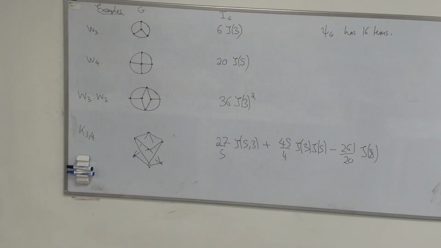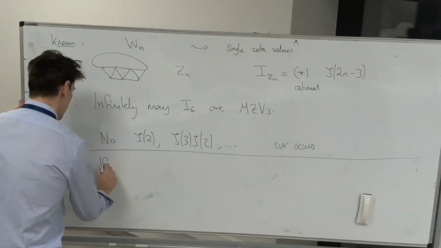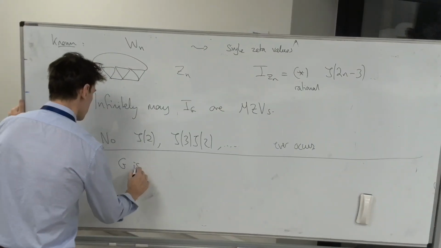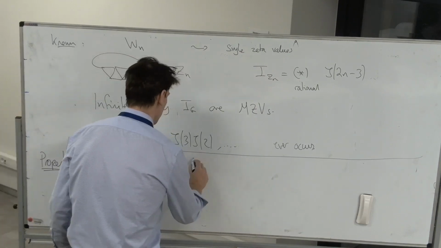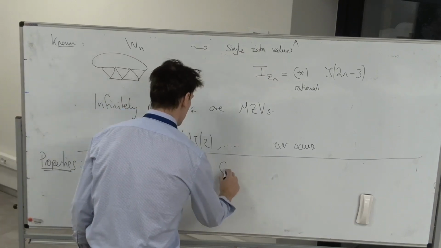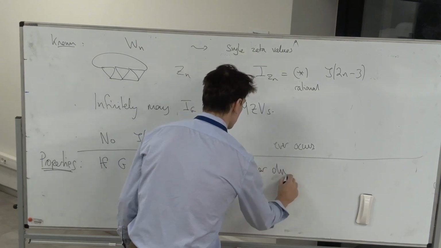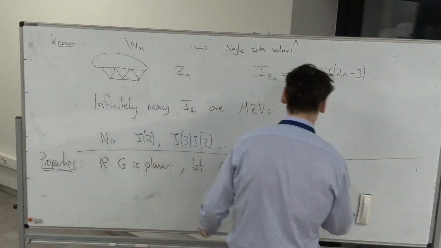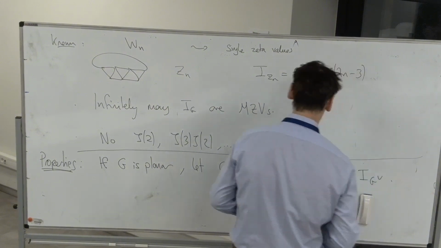These integrals have lots of interesting properties. So one, let me say, if G is planar, then it has a planar dual. And if it's convergent, then I_G has the same residue as its dual.